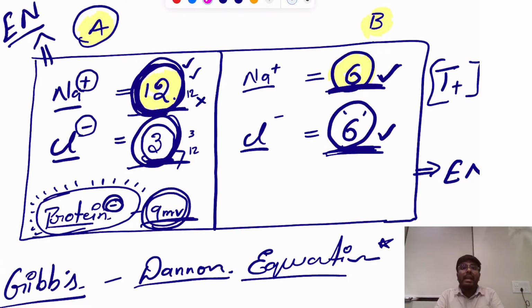Inside compartment A, more ions are there. Outside, in compartment B, fewer ions are there. Even because of this, there is a chance of development of a resting membrane potential, because of these differential ionic compositions. So these are the points.